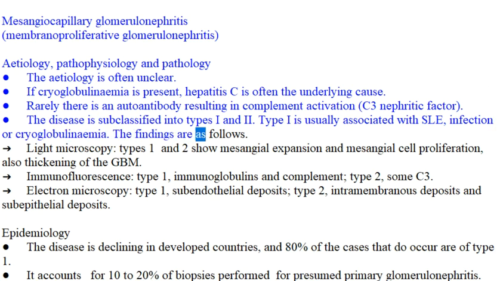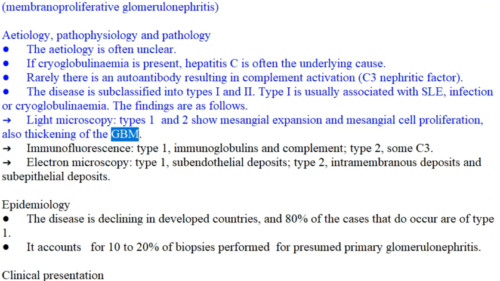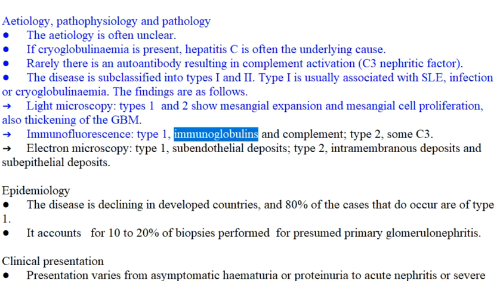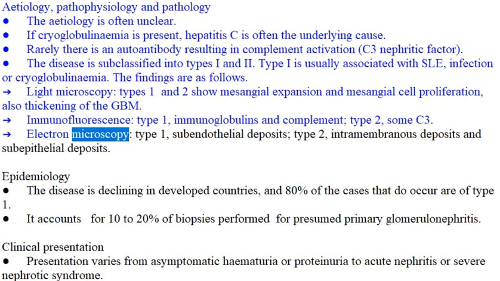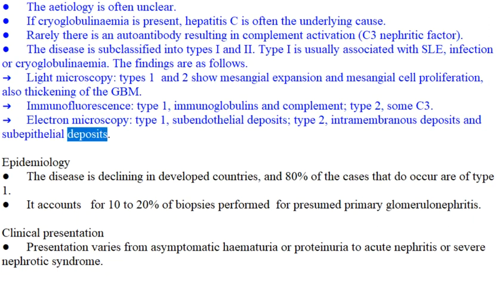The findings are as follows. Light microscopy: types 1 and 2 show mesangial expansion and mesangial cell proliferation, also thickening of the GBM. Immunofluorescence: type 1, immunoglobulins and complement; type 2, some C3. Electron microscopy: type 1, subendothelial deposits; type 2, intramembranous deposits and subepithelial deposits.